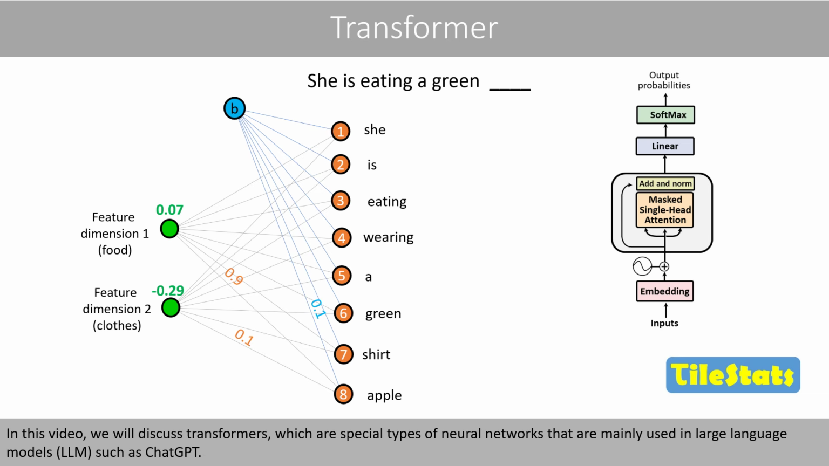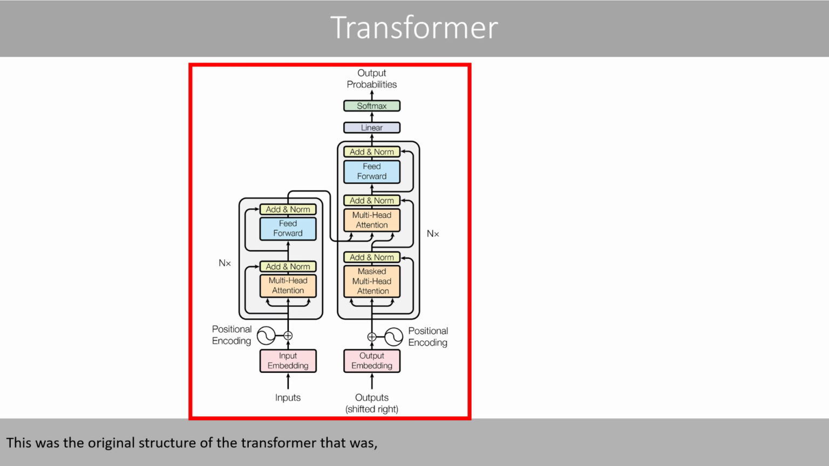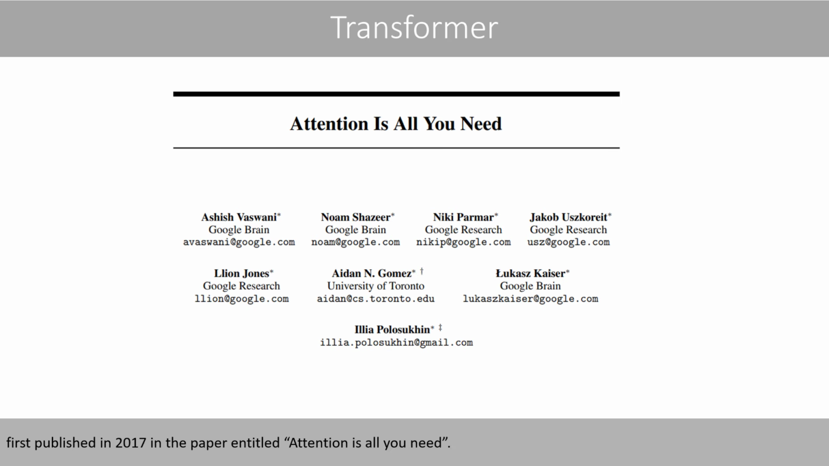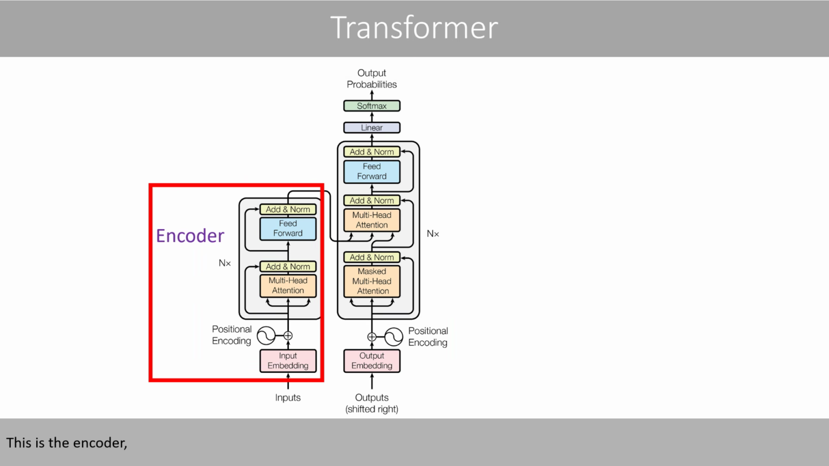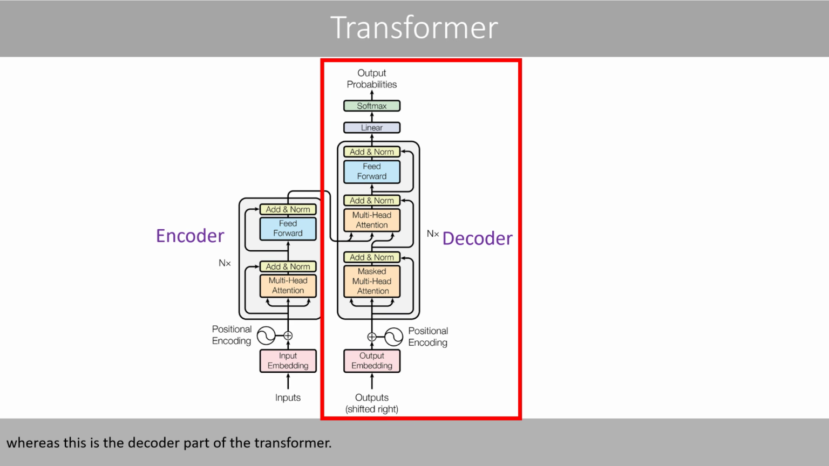In this video, we'll discuss transformers, which are special types of neural networks that are mainly used in large language models, such as ChatGPT. This was the original structure of the transformer that was first published in 2017 in a paper entitled "Attention is All You Need." A transformer can, for example, be used to translate from one language to another. This is the encoder, whereas this is the decoder part of the transformer.